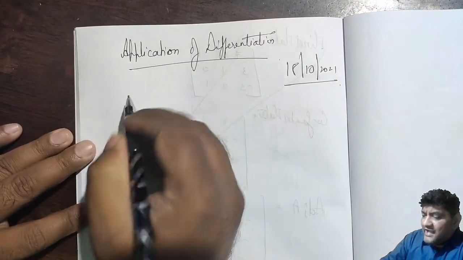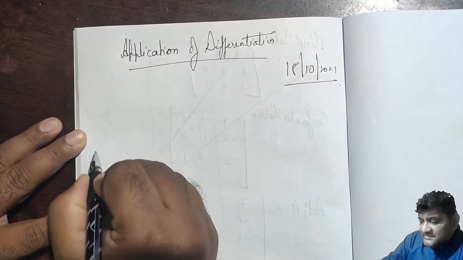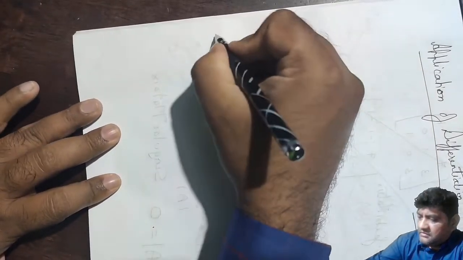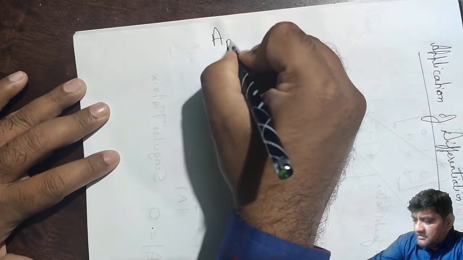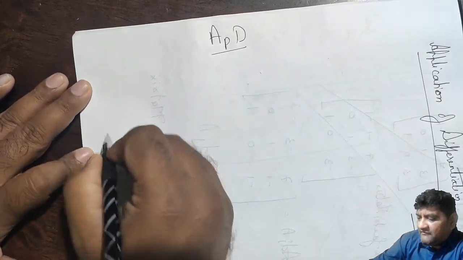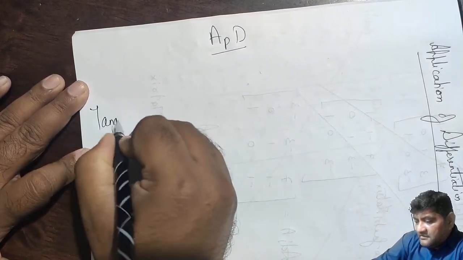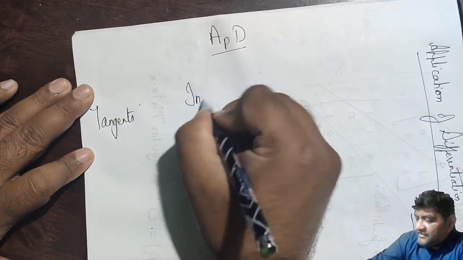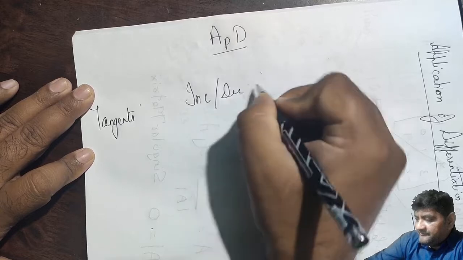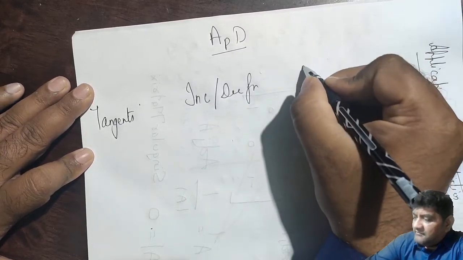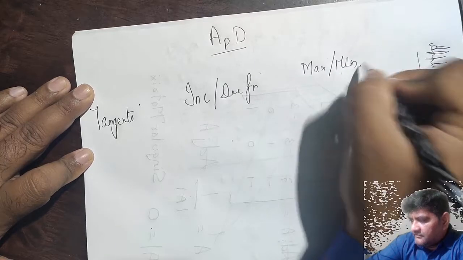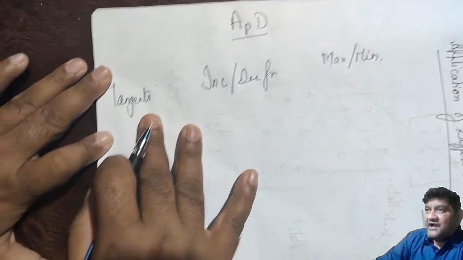So, under application of differentiation, we have tangents and normals. So we have tangents and normals. And we also have increasing and decreasing function. And maxima, minima. Now, what do we have under tangents and normals?